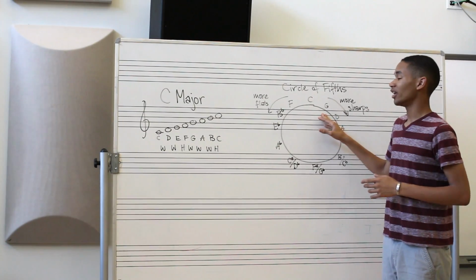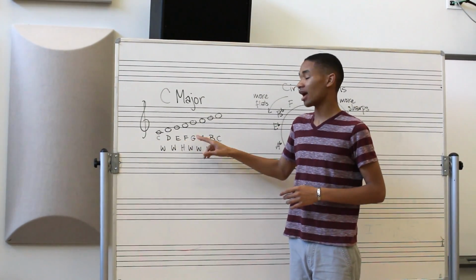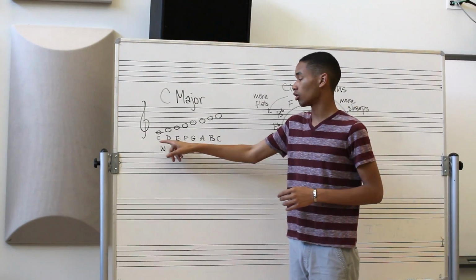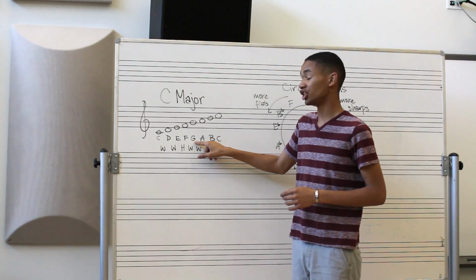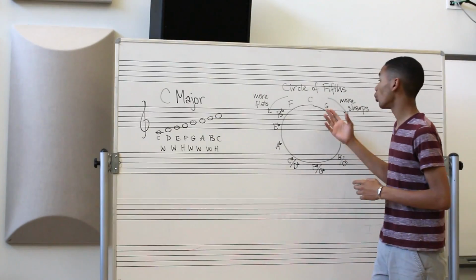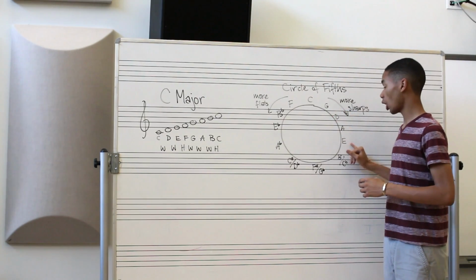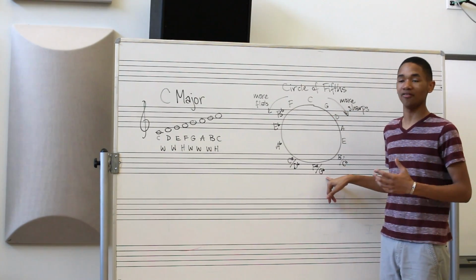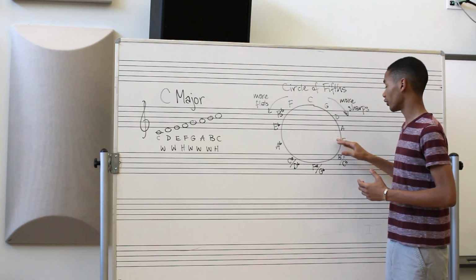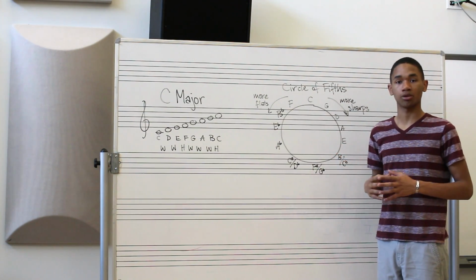If you go up a fifth, which means going up 5 scale degrees in the C major scale, so C, D, E, F, G, you'll find the next key adding 1 sharp. And you can keep doing this going around, adding 1 sharp as you go up a fifth. And that's how you find different keys with different numbers of sharps.